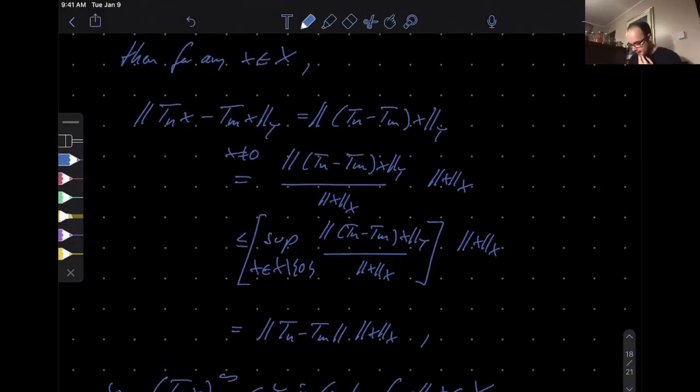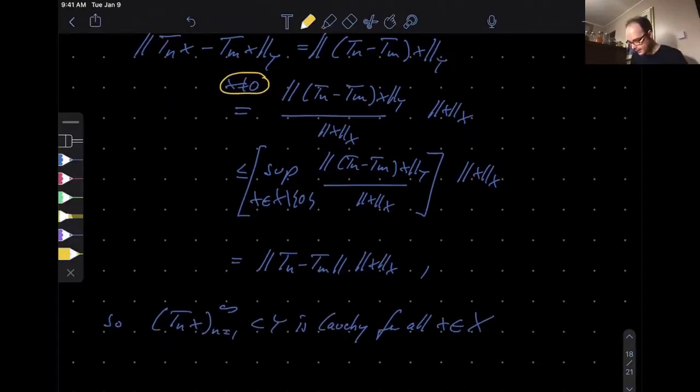Apparently this inequality up here used the assumption that x is non-zero. Now down here I say this is true for all vectors in the vector space. But you see, if x is the zero vector from the get-go, then both sides here are equal to 0. So the inequality is still true, right? So this is certainly a true statement that it is Cauchy for all x in X. Okay, good.